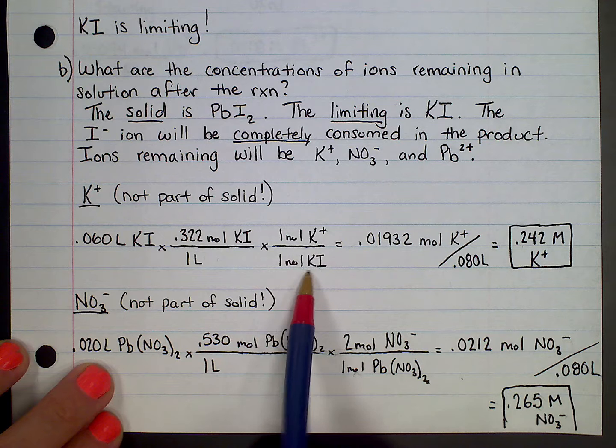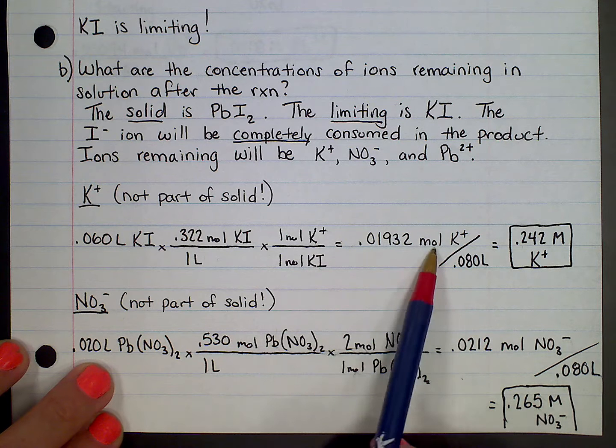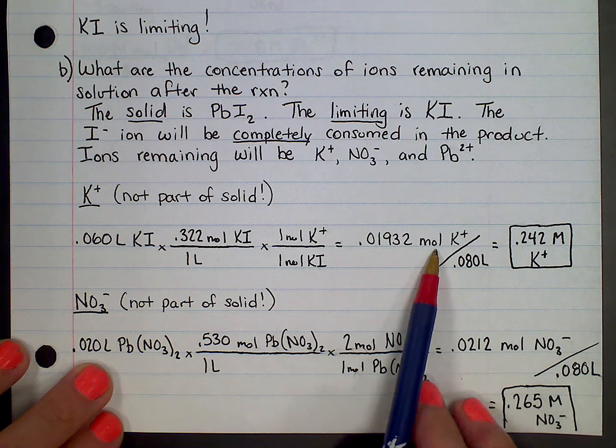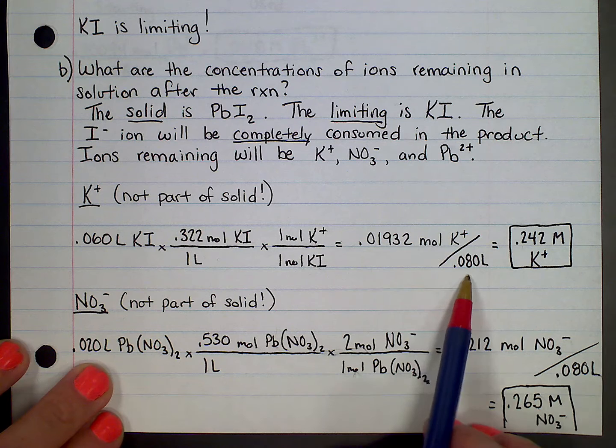It's a 1-to-1 ratio within the formula. So multiplying all this out, that tells us how many moles of potassium we've added. And then to get it to concentration, we have to divide by the total volume of both solutions added together.